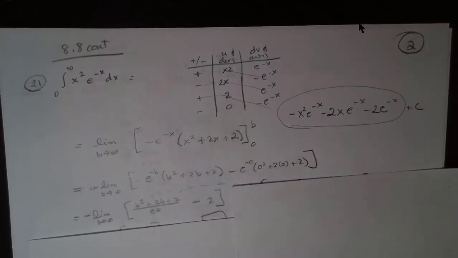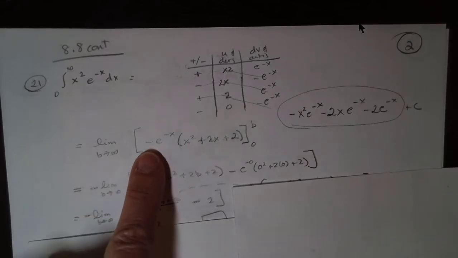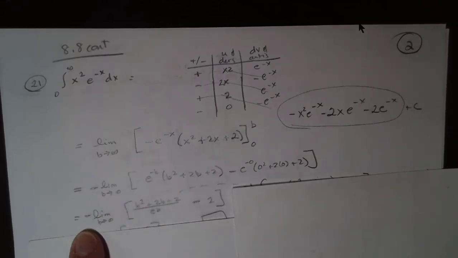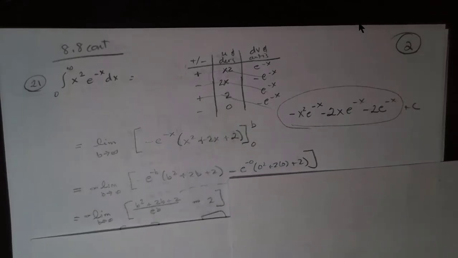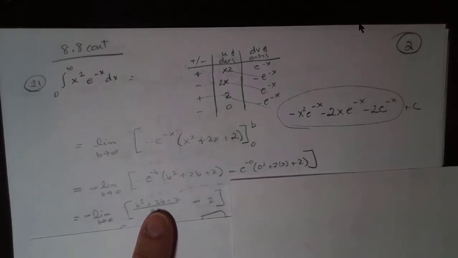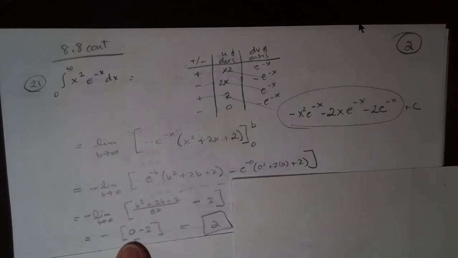Now, this negative sign can come out here, which is what I did. I wrote this as e to the b down here. And we can see that we have b squared plus 2b plus 2 over e to the b. Exponential increases more rapidly than polynomial, so this is going to become 0. Minus 2 with the negative in front gives me 2.